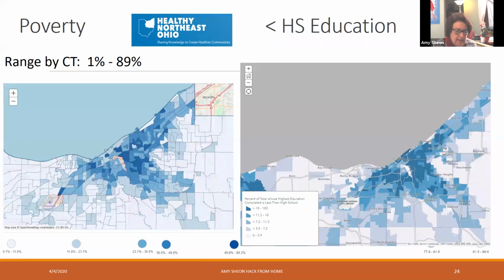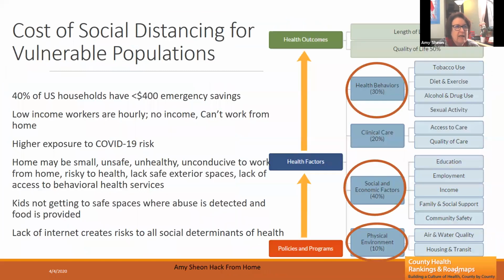Now, continuing on to the disparities and the social determinants of health, you can see that the map we saw of life expectancy looks very, very similar to these other maps of poverty and the percent of people that have less than a high school education. These maps look almost identical, don't they? It starts to get boring after a while.